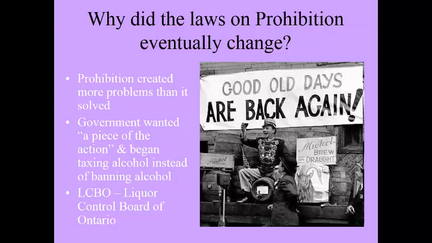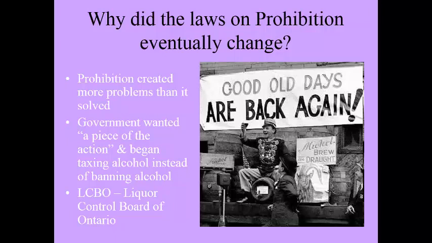outright making alcohol illegal. In 1927, Ontario repealed its prohibition law, and it was actually the last province to do so. The other provinces had done so in the years leading up to that. By the end of the 1920s, it's once again legal to buy alcohol in all of Canada. The US doesn't repeal prohibition until a little bit later on.